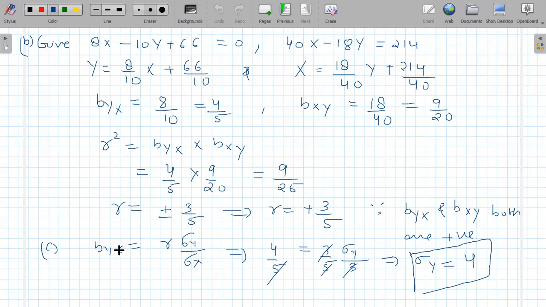Then to find the standard deviation of y, we use this formula. b_yx is r sigma y over sigma x. We have the value of b_yx, we have the value of r and sigma x, so we find the value of sigma y.